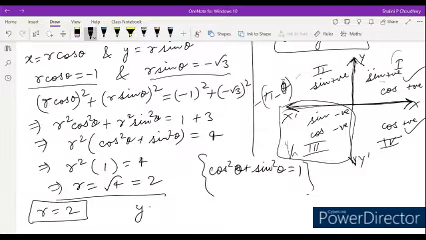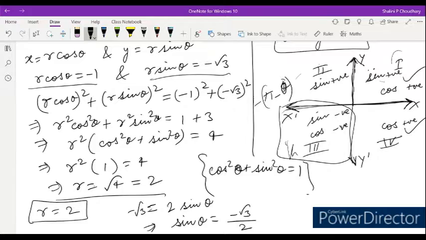Okay, so y is equal to r sin theta. So r is 2, and the value of y is minus root 3. So minus root 3 is equal to 2 sin theta. Then sin theta will be equal to minus root 3 upon 2.